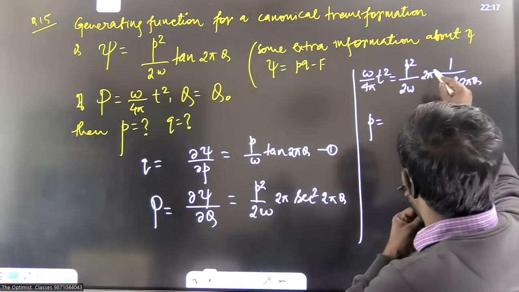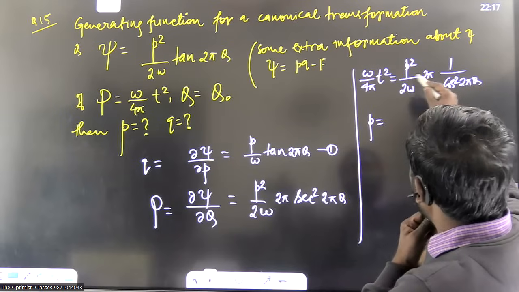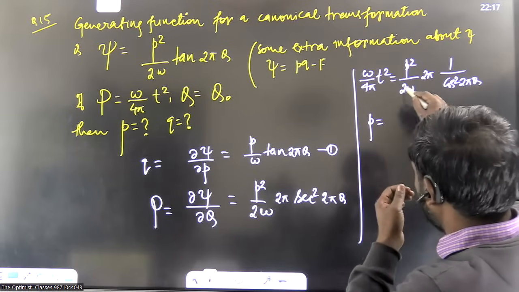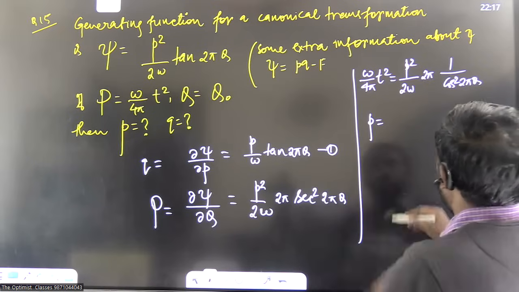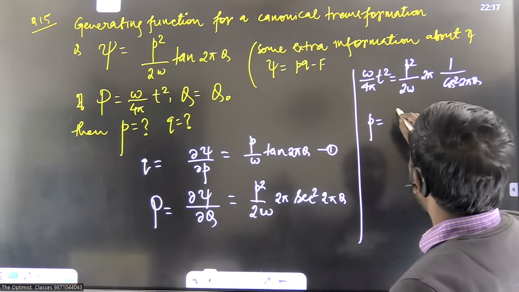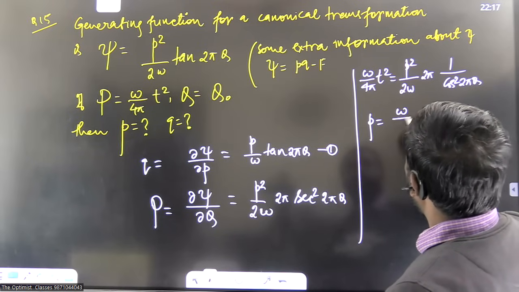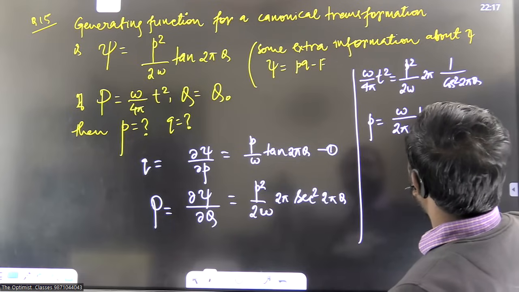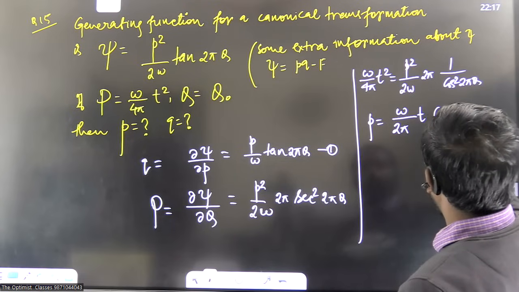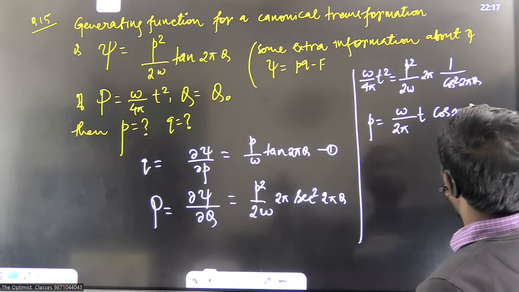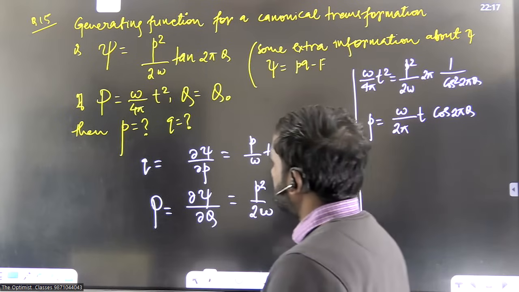That will come out to be, see, this 2 and 2 will cancel out, and pi becomes pi square, and omega becomes omega square. So all terms become square actually. So when you calculate p, you will get here omega upon 2 pi t, and here you will get cos 2 pi q. That's the value of p.